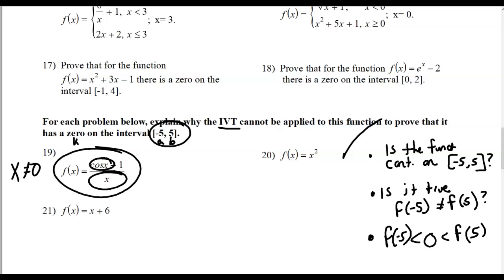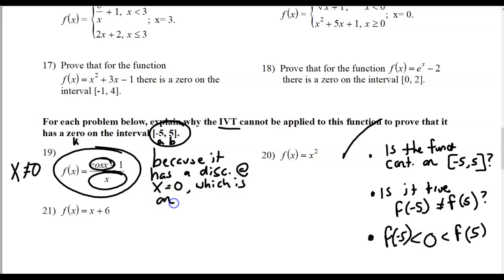And so we would say the intermediate value theorem cannot be applied to this problem because it has a discontinuity at x equals 0, which is on the interval -5 to 5. So we can't use the IVT on number 19 because it has a discontinuity at x equals 0, which is on the interval that we are trying to use the theorem for. All right, so that's number 19.